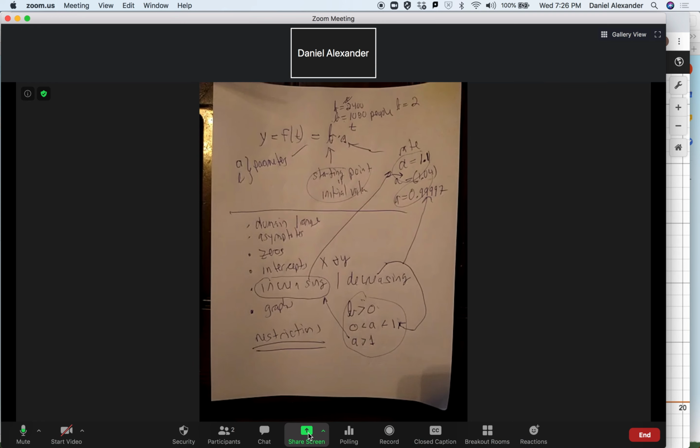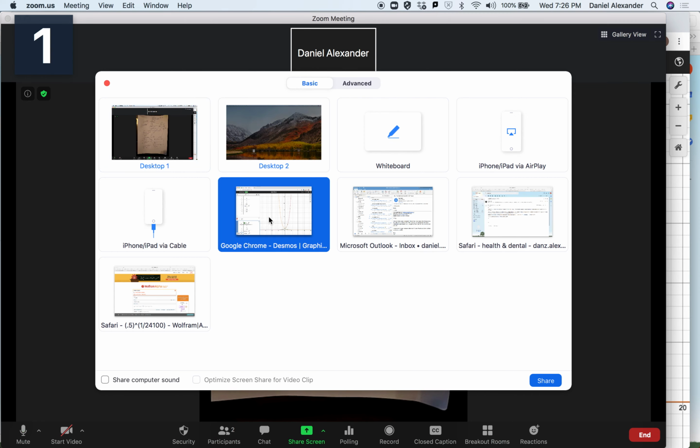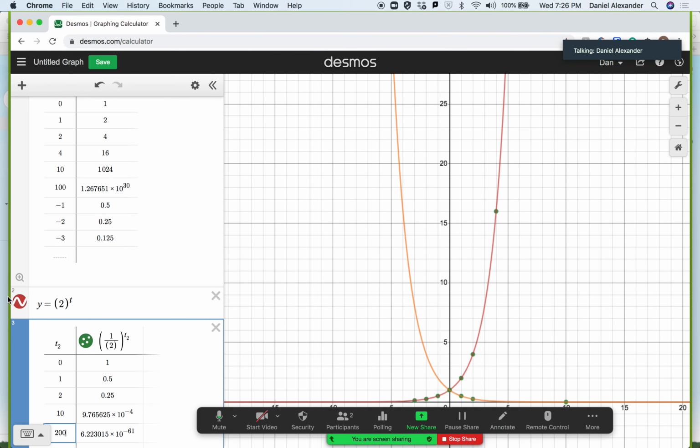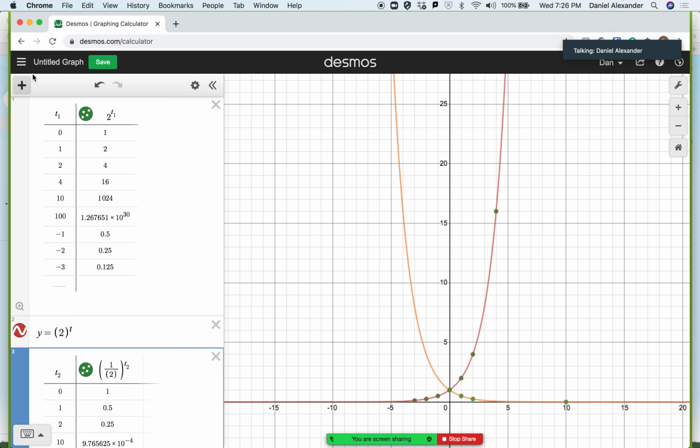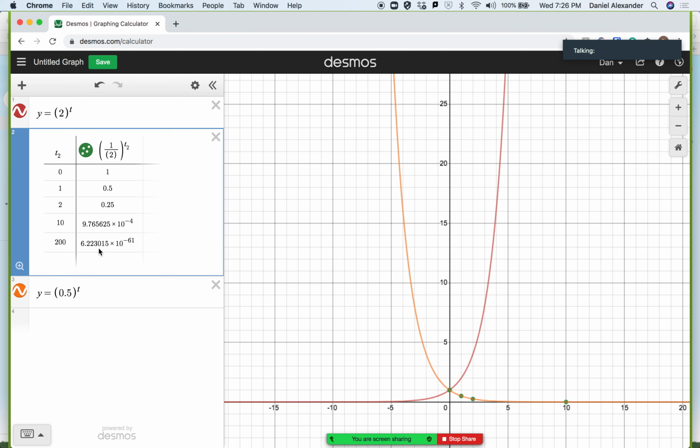Okay, so I'm going to share the screen. I have a Desmos. I'm going to have to turn off a few things. Let's turn that off, and I'm going to take away this. I have a function there. I'm going to turn that off and take this away.